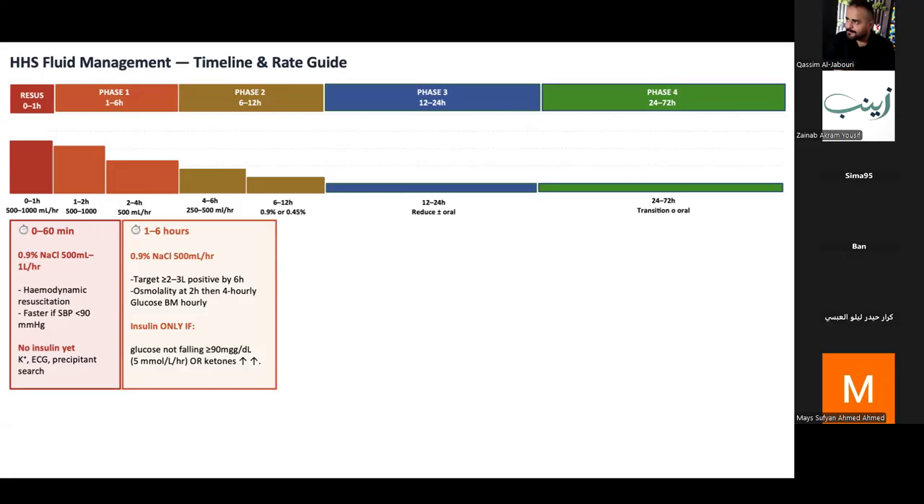And then while you are delivering fluids, you need to regularly check blood sugars on hourly basis, calculate osmolality, and then check as well ketones in case patient become acidotic during the management. The aim for your blood sugars is to drop by 90 milligrams per deciliter per hour. And if you feel that the sugar is not responding to your initial fluid and the osmolality is not shifting, that's when you start the insulin, but not before that.